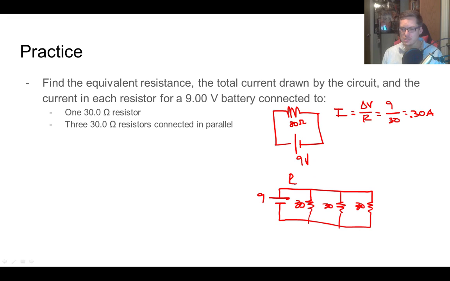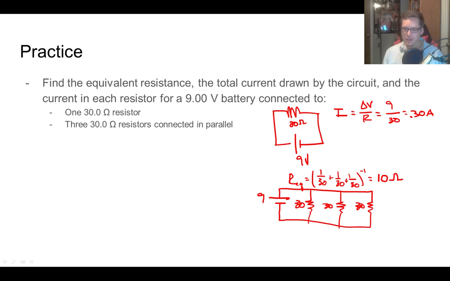The equivalent resistance is going to be equal to 1 over 30 plus 1 over 30 plus 1 over 30, and then all to the inverse. So we take 30 inverse plus 30 inverse plus 30 inverse, and then invert the whole thing. And we get an equivalent resistance of 10 ohms.